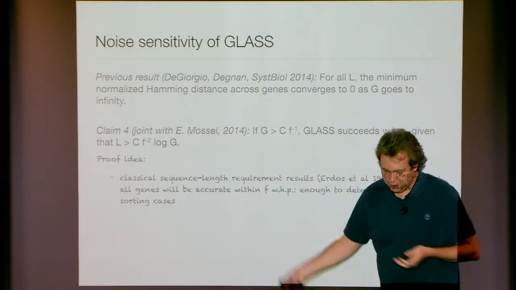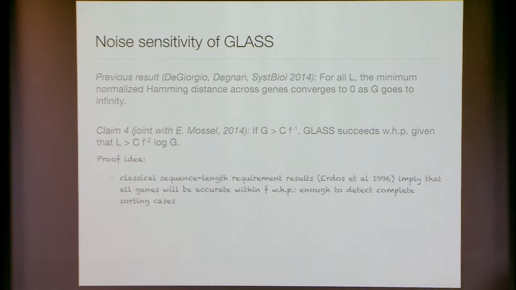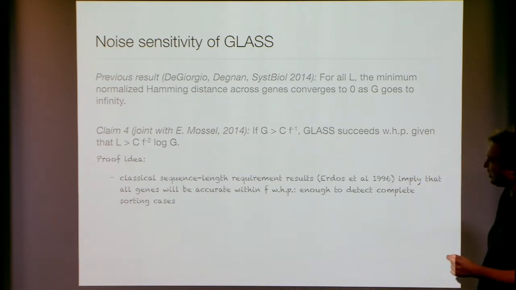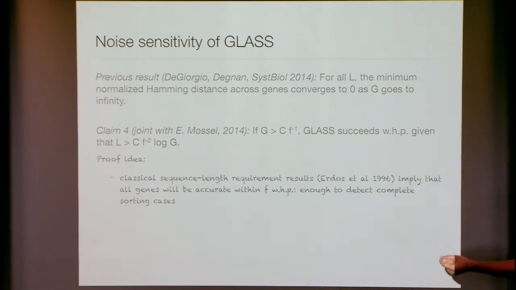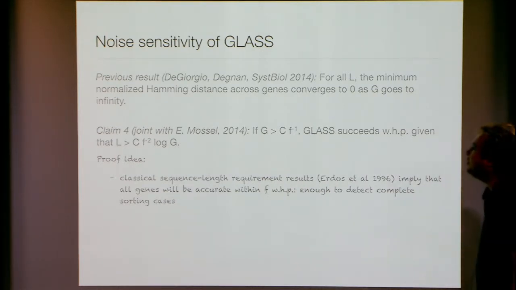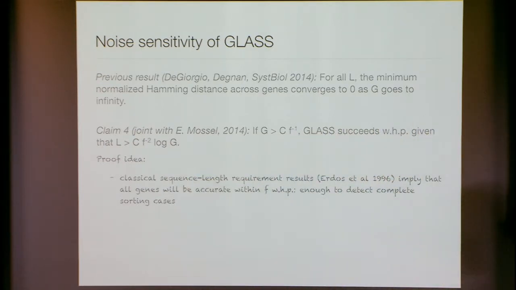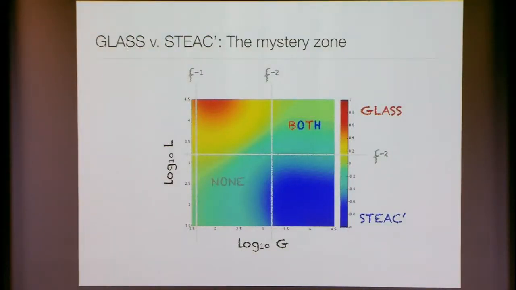It just follows from the classical sequence length requirement result of Candy and others, which says that in order for every gene to be sufficiently well approximated that you can see when something has been coalescing in that short branch, you need of the order of f to the minus 2 genes, which is what this predicted. Okay. Let me move on to what the real question is.